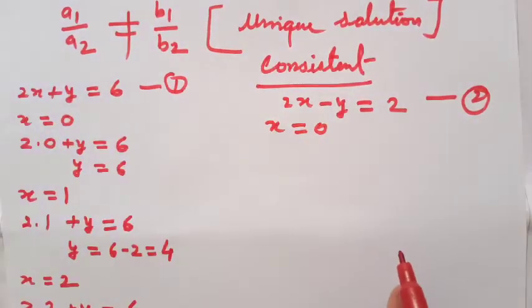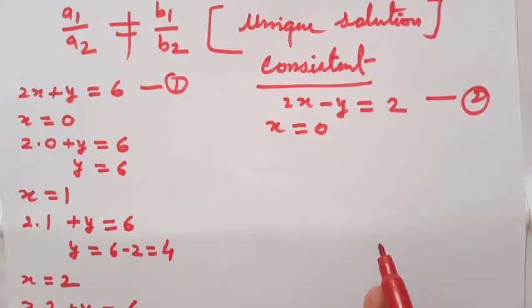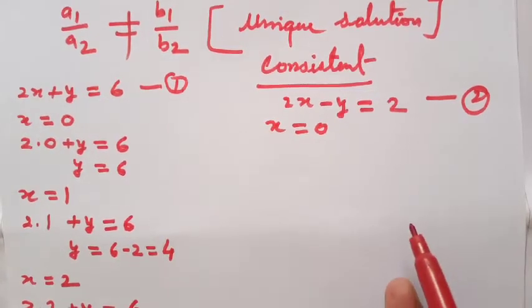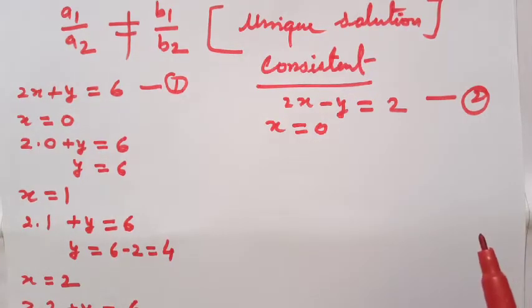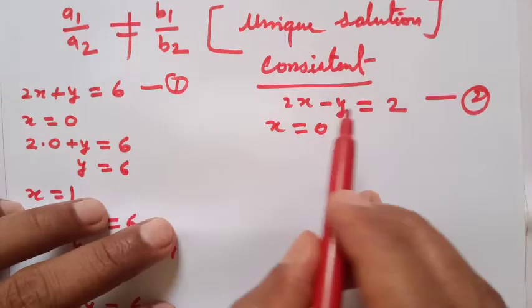I told you some time before, we should take small values. We should take the value of x like that so that the value of y will be small, not bigger. If a bigger value is there, then there will be problems representing it on the graph, because the size of the graph is limited. Okay, x is equal to 0.